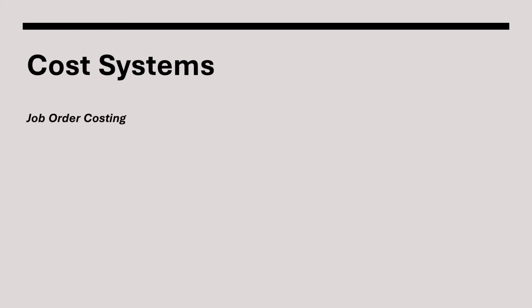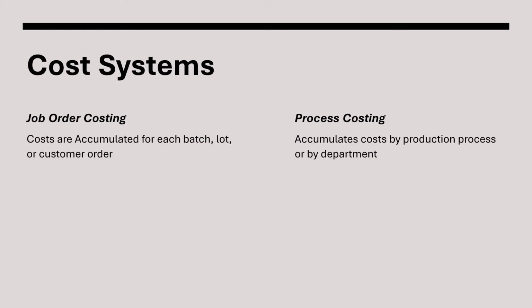Similar to job order costing, which will be the next topic after this one, these are costs that are accumulated for each batch, lot, or customer order. Okay, again, costs are accumulated for each batch, lot, or customer order. While process costing is accumulated cost by production processes or by department. Again, these topics have their own sets of topics in the future.